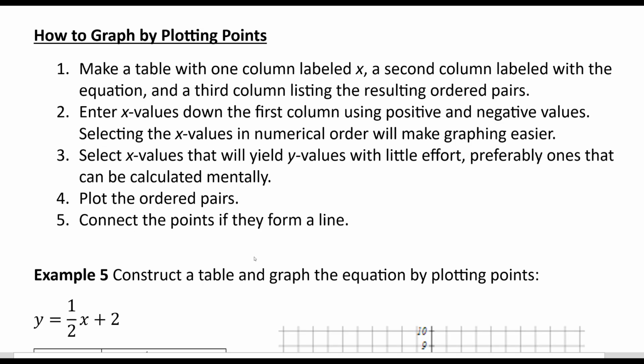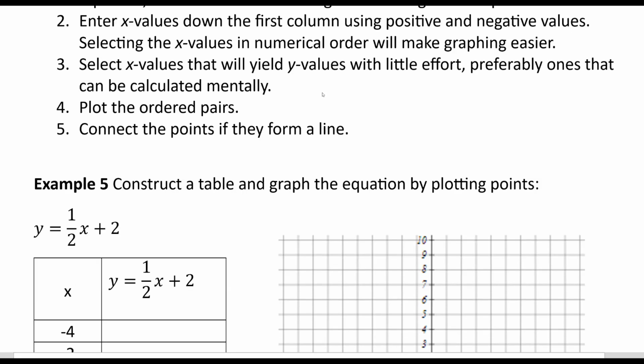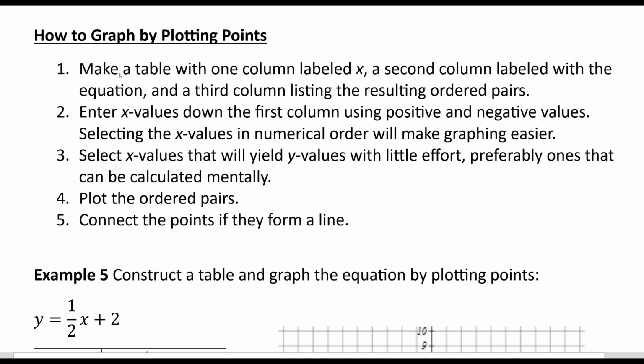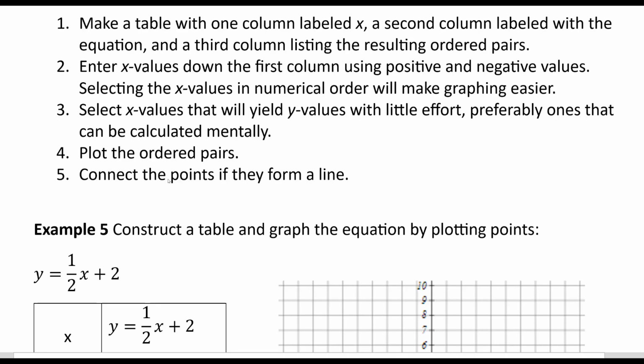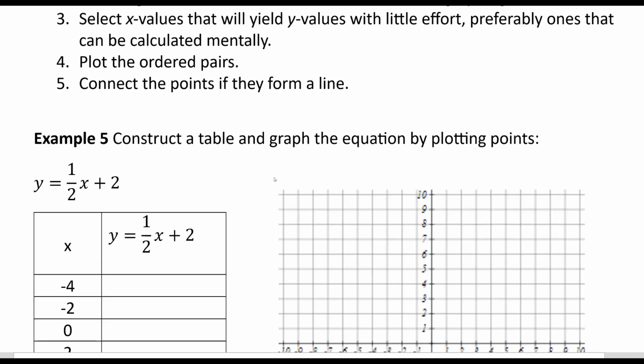So how to graph by plotting points. Make a table with one column labeled x, a second column labeled with the equation, and a third column listing the results in ordered pairs. I only did 2 columns here. Enter variable values down the first column using positive and negative values. Selecting the x values in numerical order will make the graphing easier. Select x values that will yield y values with little effort, preferably ones that can be calculated mentally. Plot the ordered pairs and connect the points if they form a line.